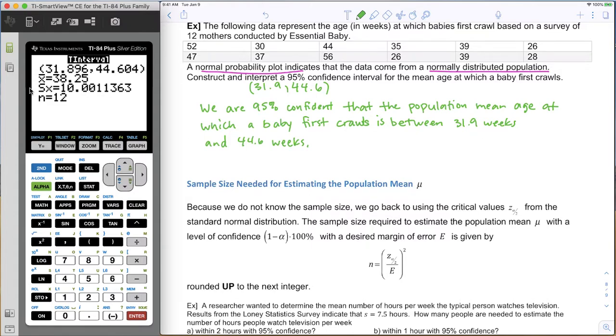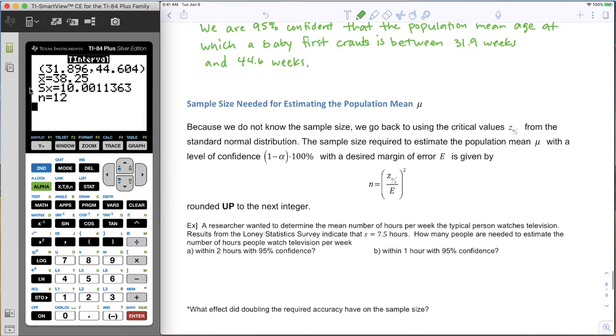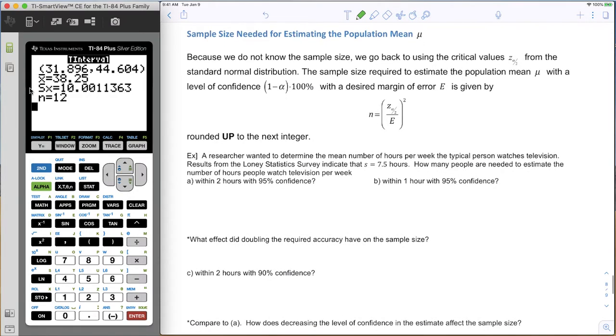So let's say once again that you want to create a confidence interval for mu, but you want a specific margin of error. You just have a desired amount of accuracy for your confidence interval, and you want to know what sample size is required. We do have a formula for that. Notice that this formula does not use the t-distribution because we can't find a t-value without a sample size. So we just do the best we can, and we go back to using the critical values z sub alpha over 2, which you will be given during the test.